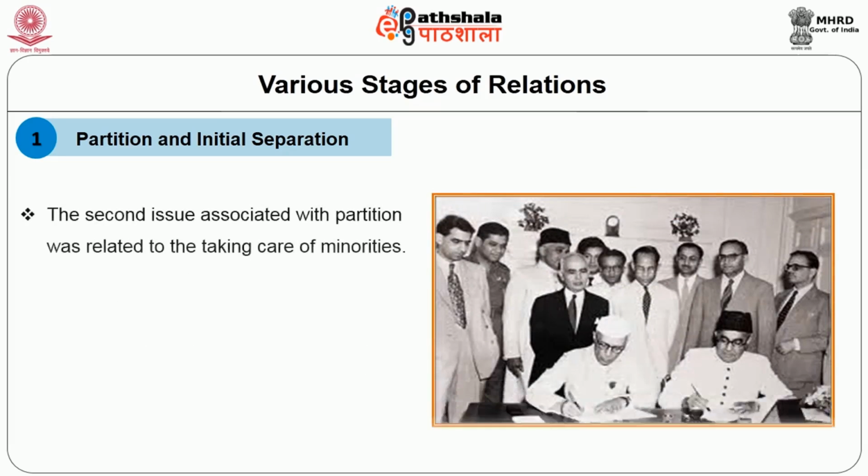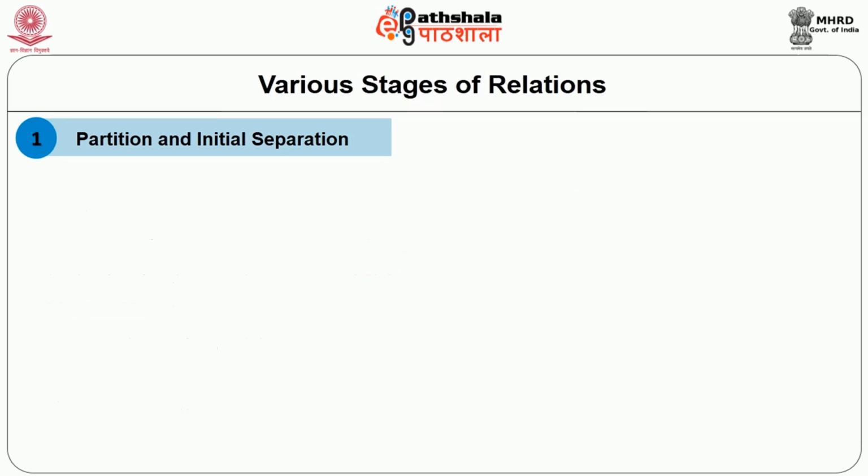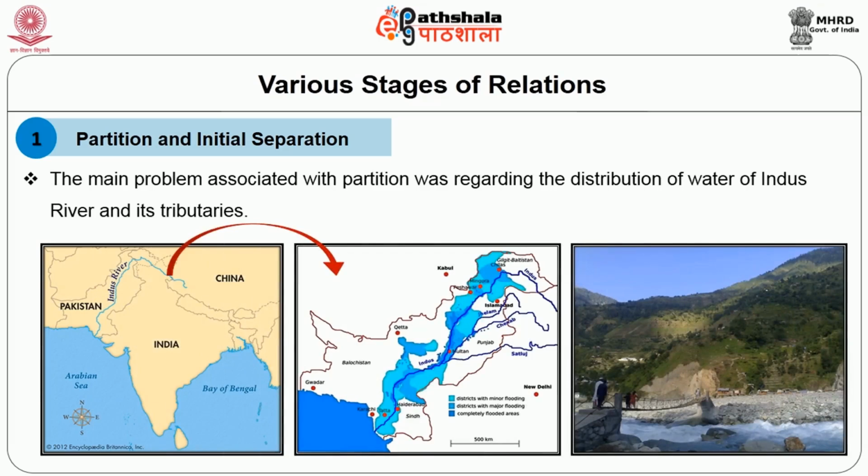The second issue associated with partition was related to taking care of minorities. An agreement was signed by Nehru and Liaquat Ali on 8th April 1950 to solve this problem. As a result, the severity of problem decreased. But this problem persisted even in later years up to some extent. The main problem associated with partition was regarding the distribution of water of Indus River and its tributaries.